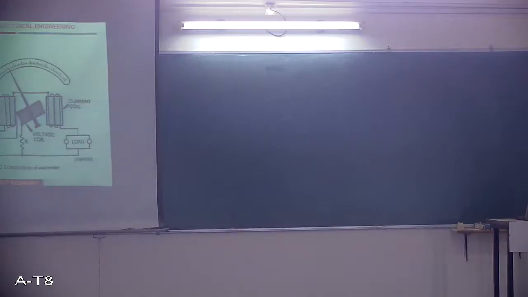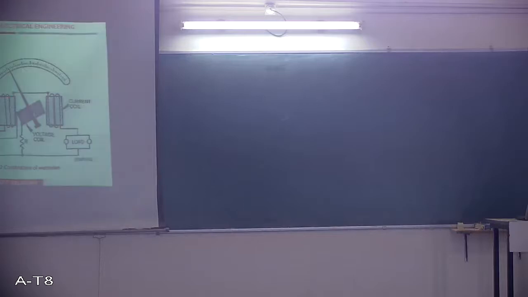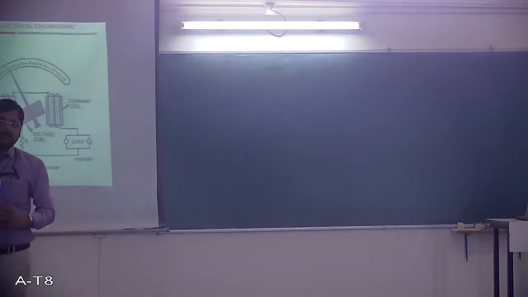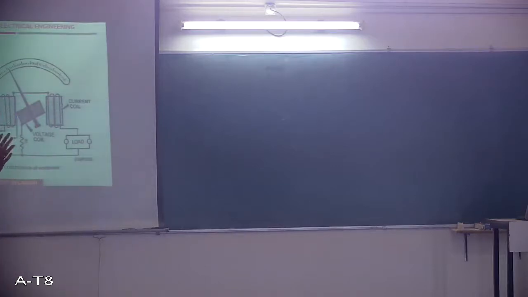Okay, so this is the construction of a wattmeter. Let us try to understand how this is going to work. Working principle of the wattmeter depends on a very simple principle which you have already studied. What is that? Whenever a current carrying coil is placed in the magnetic field, it experiences the force. So the same principle we are using while designing the wattmeter here. Okay, now let us try to understand how this principle works here.